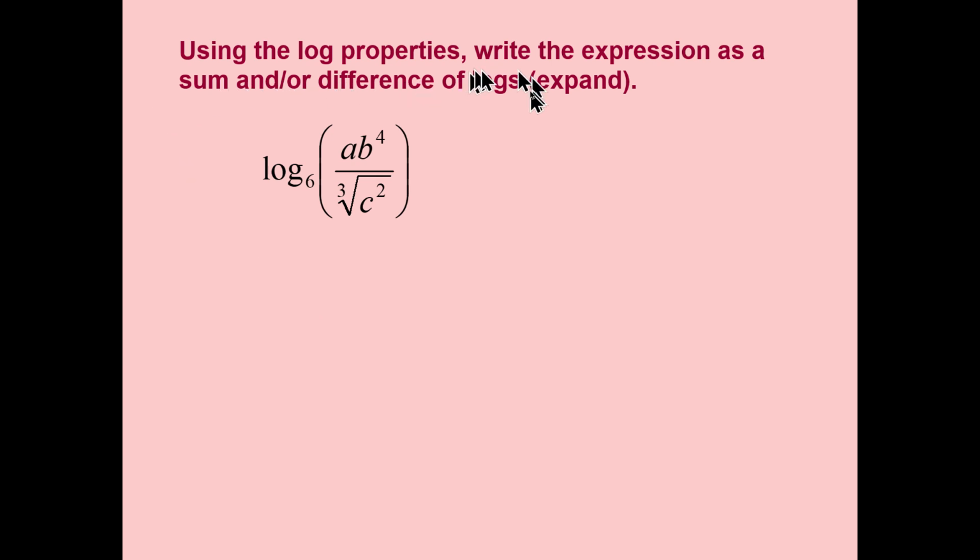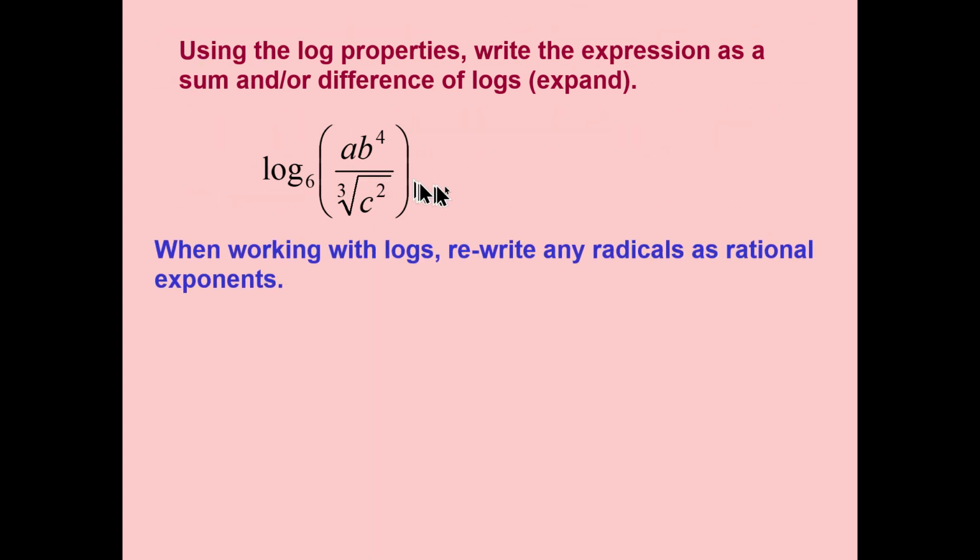Using log properties, write the expression as a sum or difference of logs. Expand this out. So you want to expand this out by just using the properties of logs here. In the beginning, you see you have a quotient. So you expand it out. That's a difference of 2 logs.